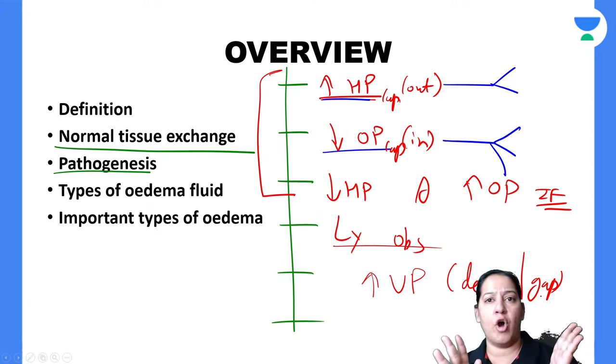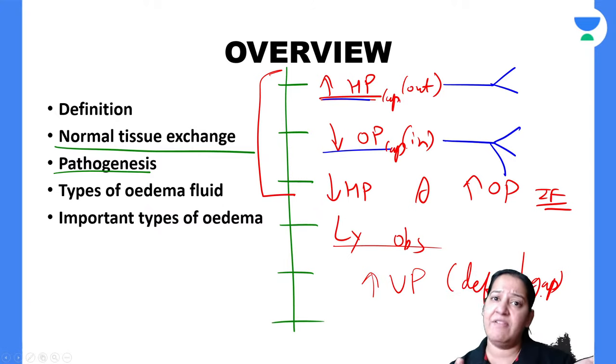So all the pressures are normal, lymphatic is normal, still a person can have edema if the permeability of the blood vessel is increased. So with a blood vessel having gaps, the person can have edema. Give me a thumbs up.